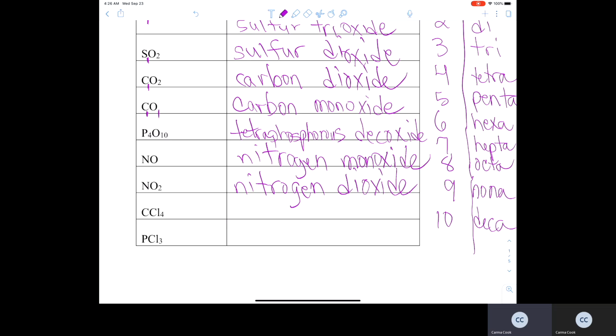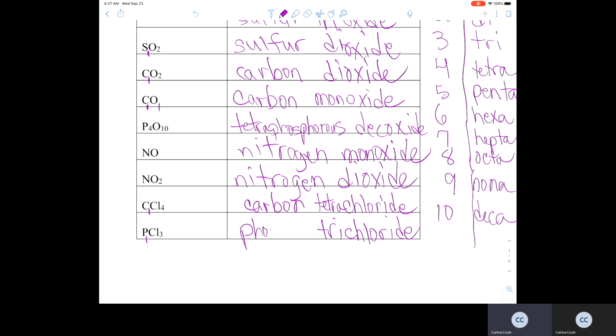CCl4, C is carbon, and there's only one of them in the formula, so I don't use the Greek prefix mono in front of the carbon. So it'll just be carbon. And Cl is chlorine. I dropped the ending and replaced it with IDE, so that's chloride. And there are 4 chlorines in the formula, so that would be tetrachloride. So carbon tetrachloride. And PCl3, with 3 chlorines, that's going to be trichloride. And there's only 1 phosphorus in the formula, so that would just be phosphorus trichloride.